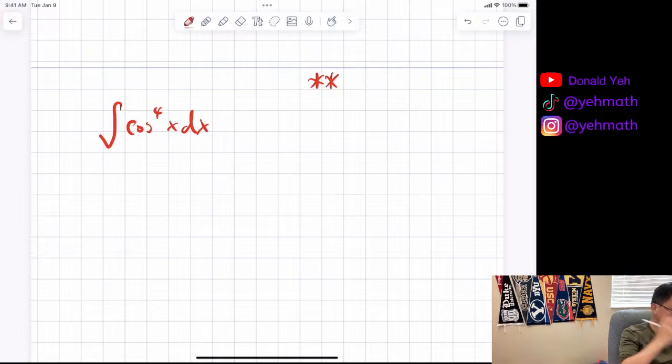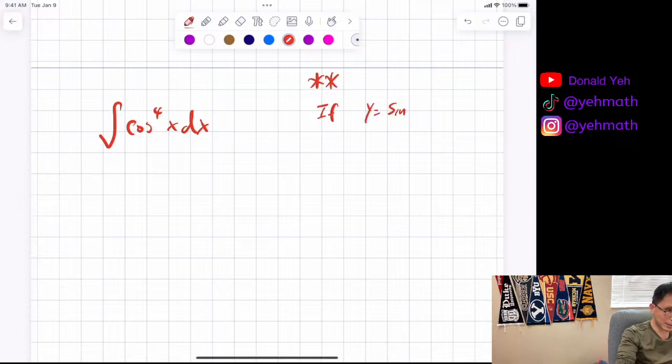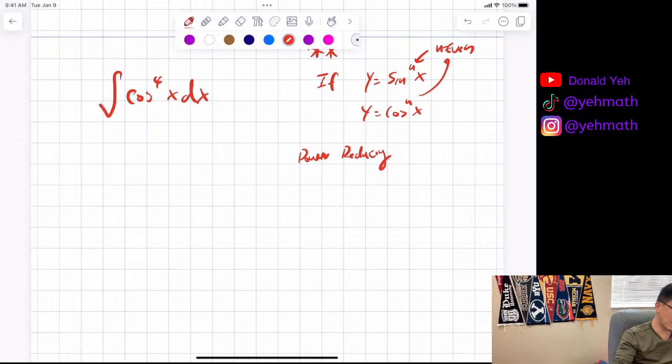So first of all, if y equals sine to the n of x, especially when n is even, or y equals cosine to the n of x, n even, then the only way to do it is to go by power reducing.